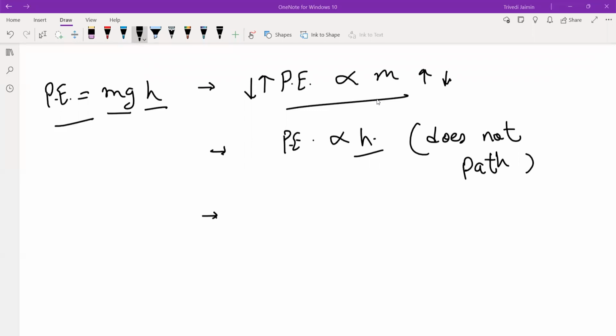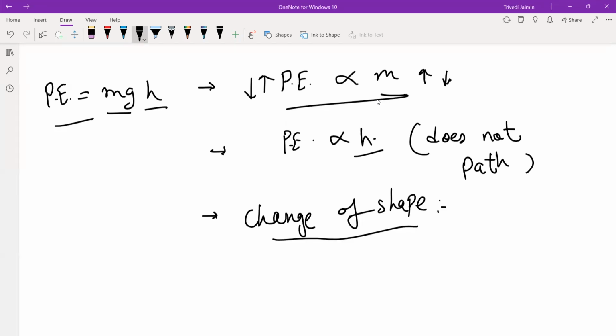What happens when the shape is changed? We saw mass, we saw height. Okay, change of shape. Can you guess something? What will happen if there is a change in shape? If it's a spherical kind of shape, the frictional force will be lesser. So work done will be reduced. That's what you're saying?